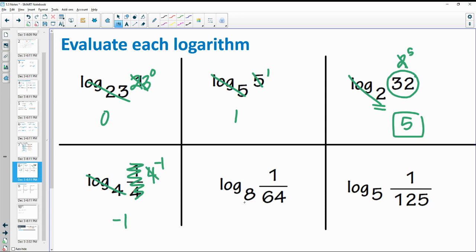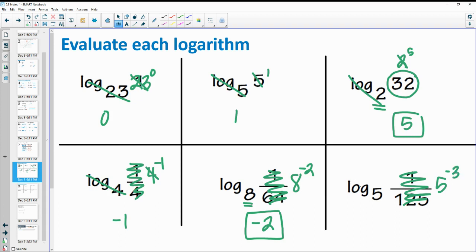So 1/64 as a base 8. So this is 8 to the negative 2. So log base 8 of 8 to the negative 2 is just going to kick back negative 2. So we see the base 5 here. So writing 1/125 as a base 5. So that's 5 to the negative 3. So log base 5 of 5 to the negative 3 will kick back negative 3.